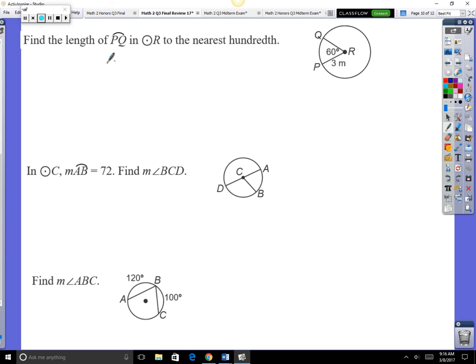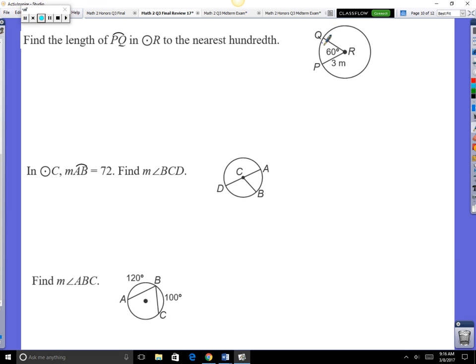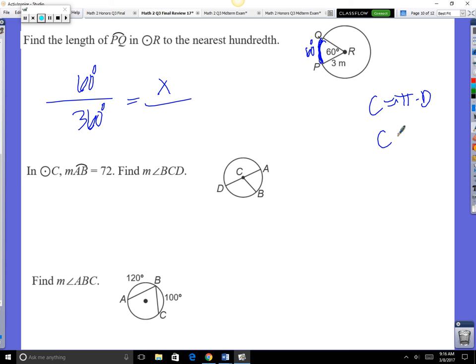Okay, another arc length. So find the length of PQ. This one's actually easier than the first one we did. So the central angle is 60 degrees, so that is also 60 degrees. So we're going to compare 60 degrees to the full circle, and we're going to compare this arc, which we don't know, to the full circle. The circumference is pi times diameter. So your radius is 3, so your diameter is going to be 6. So your total circumference is going to be 6 pi.